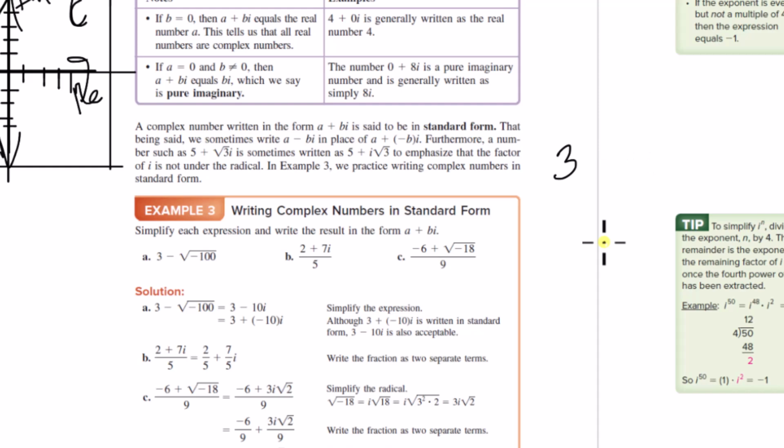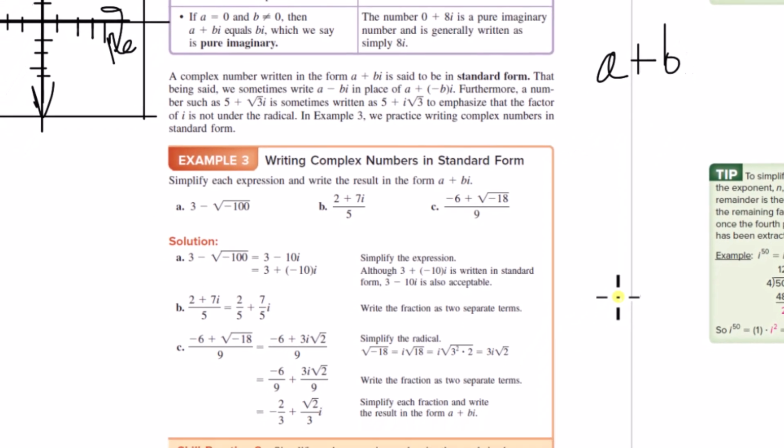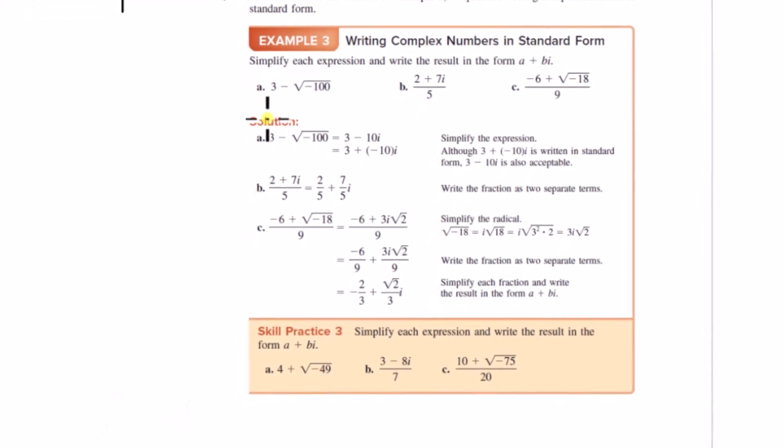Also, the standard form is a plus bi. What if you had, like they show here, 5 plus, and then the imaginary part was root 3? It can be kind of confusing. It almost looks like the i could be part of the radicand. So there's flexibility; you're allowed to write it this way if you want. With that, let's simplify some expressions, and when we get to the end, put them in standard form.